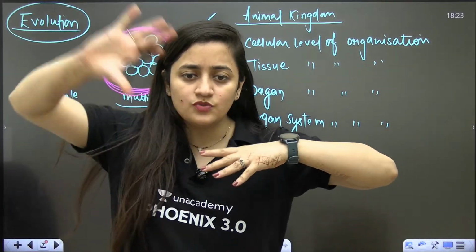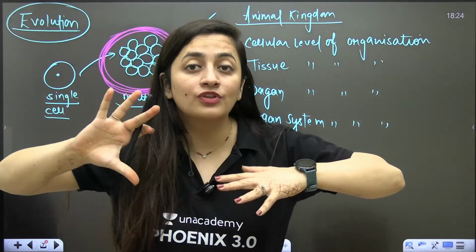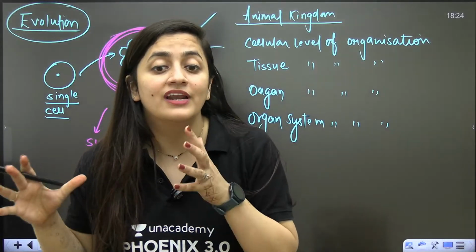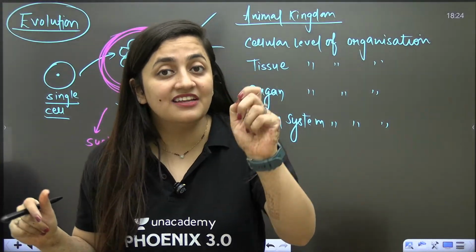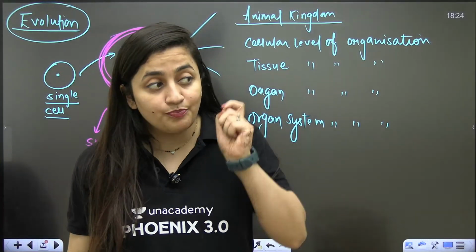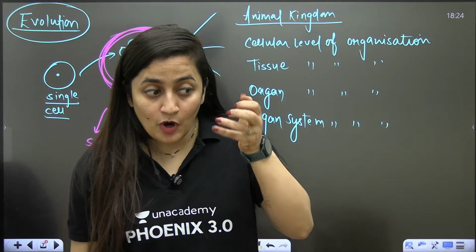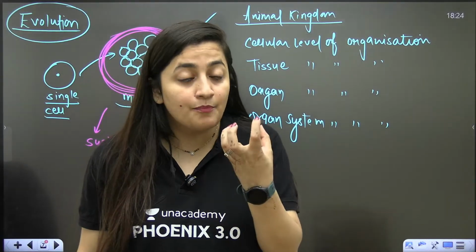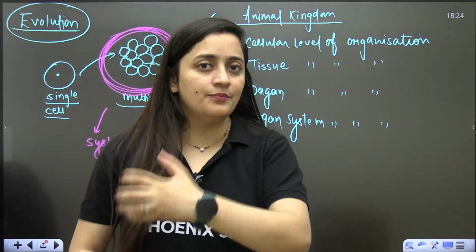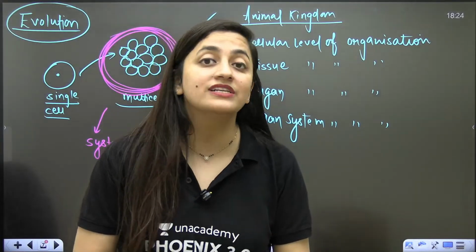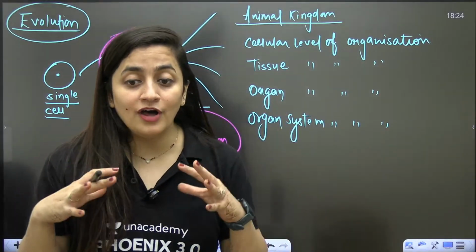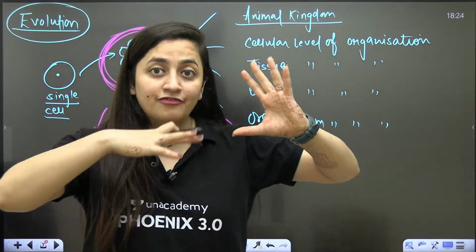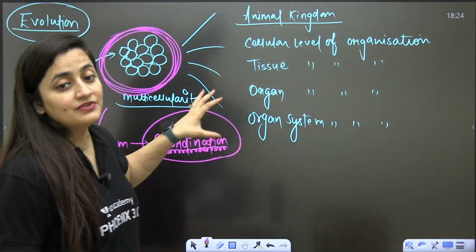If I relate this with the Living World chapter, you know that in the case of living organisms, the defining property is that we respond to the stimulus. We respond to our external environment, right? It is the quality, the defining property of a living organism. We know it very well. So obviously, for responding to that stimuli and for proper coordination, there should be a nervous system.